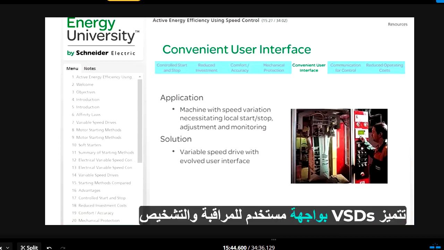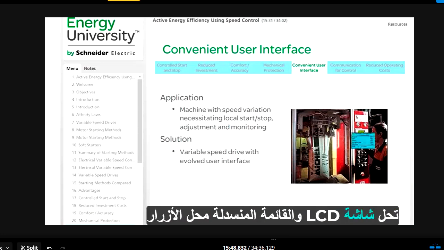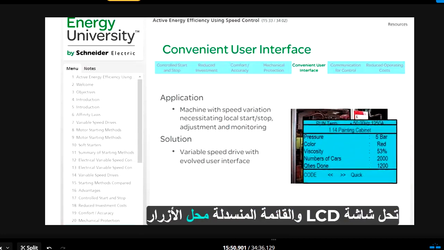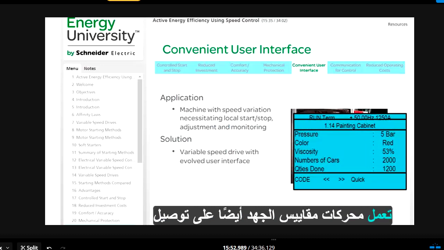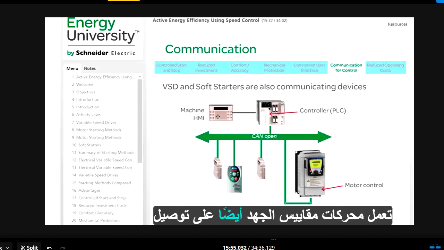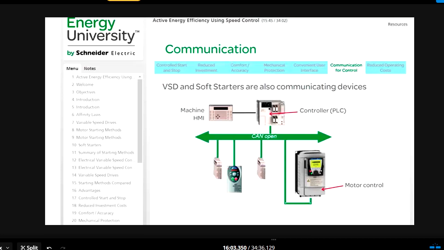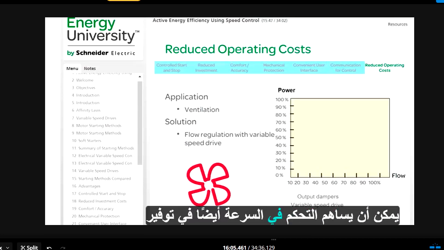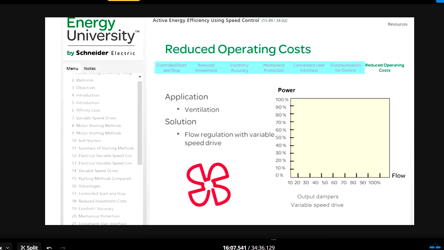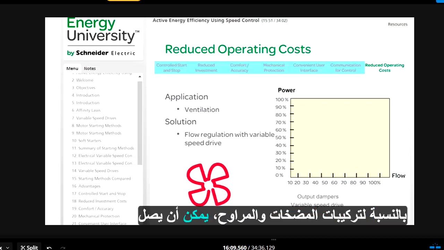VSDs feature a user interface for monitoring, diagnostics, and control. An LCD screen and pull-down menu replace the old buttons and potentiometers. Drives are also communicating devices. They can be managed by a controller using one of the many field bus protocols available on the market. Speed control can also contribute to energy savings. For pump and fan installations, this savings can be upwards of 70%.